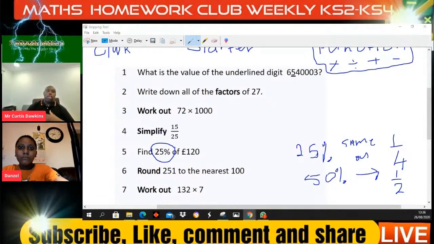You can't hear me. Sorry. My apologies. Right. Let's repeat this. 25% is the same as a quarter. Yes. 50% is the same as a half.